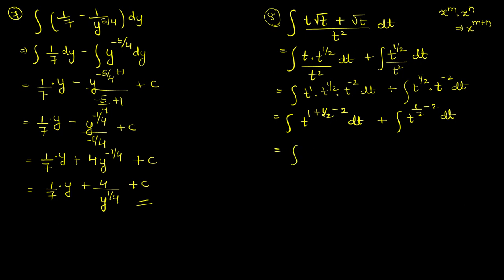So we need to simplify this. 1 plus half is 3 over 2. 3 over 2 minus 2 will be t power of minus 1 over 2 dt plus integral half minus 2, that will give me t power minus 3 over 2 dt. So now it is in the simplified form.